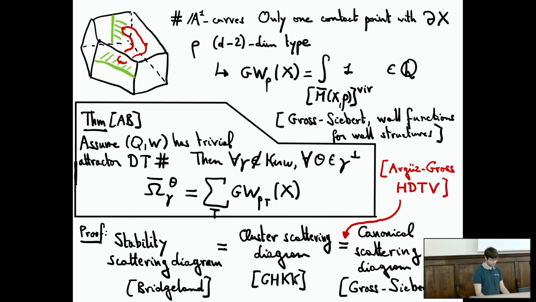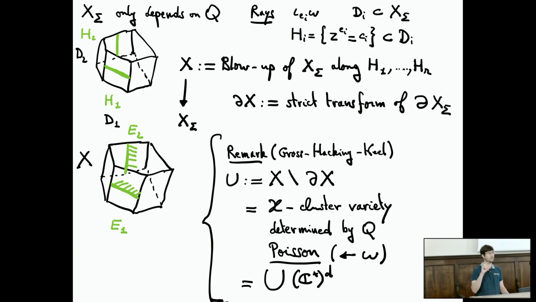You mean cis one? That shows that the lowest order scattering diagrams are... Yeah, it's here that the assumption of trivial attractor DT invariance is used. Actually, in our definition of trivial, it's not only a vanishing, but also for the vertices you just get one DT invariant.